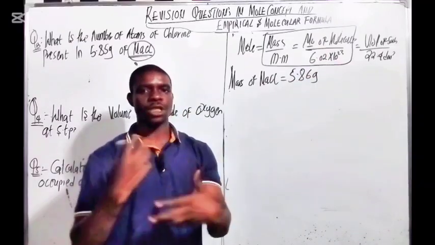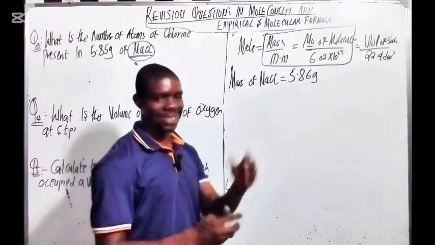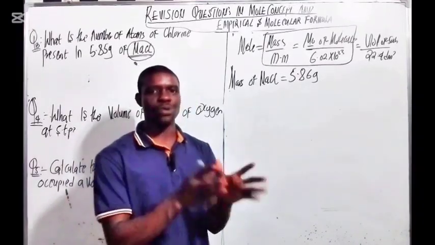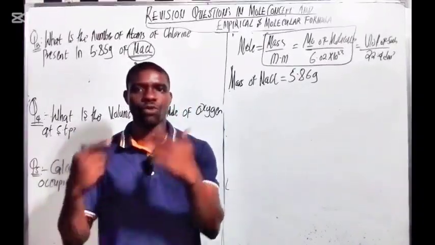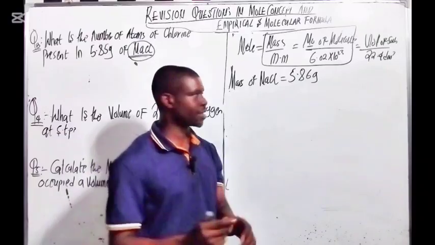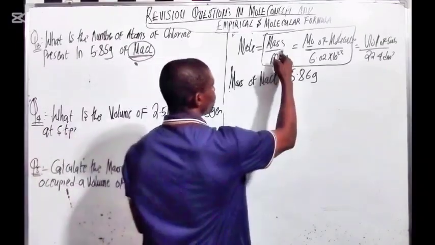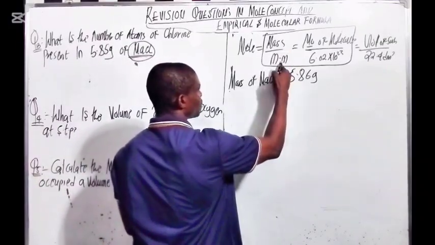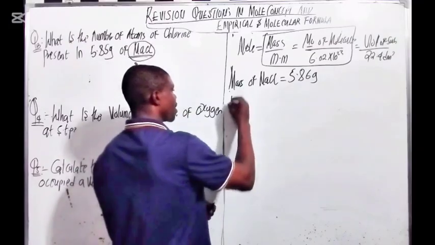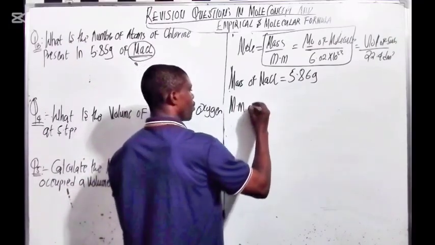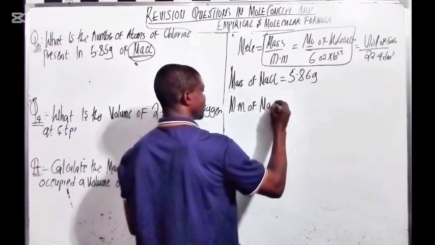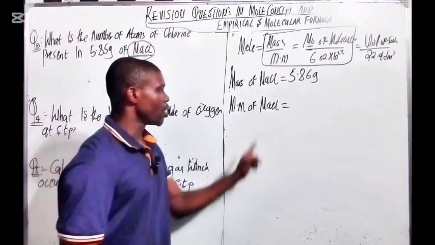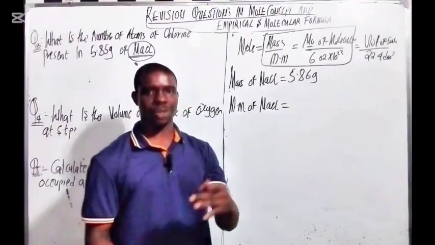So now let's calculate the number of molecules of NaCl first. Do you understand? From there, you now know how to calculate the number of molecules of chlorine in that compound. As easy as that. So first of all, here we know the mass, right? Let's calculate the molar mass of NaCl. Molar mass of NaCl is very easy, right? What is the atomic mass of sodium? 23, right?